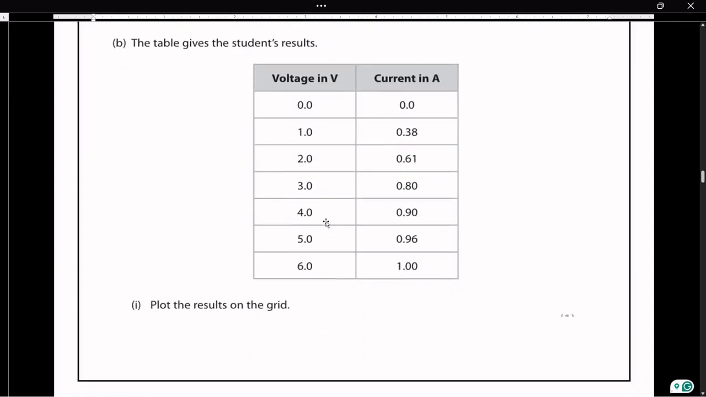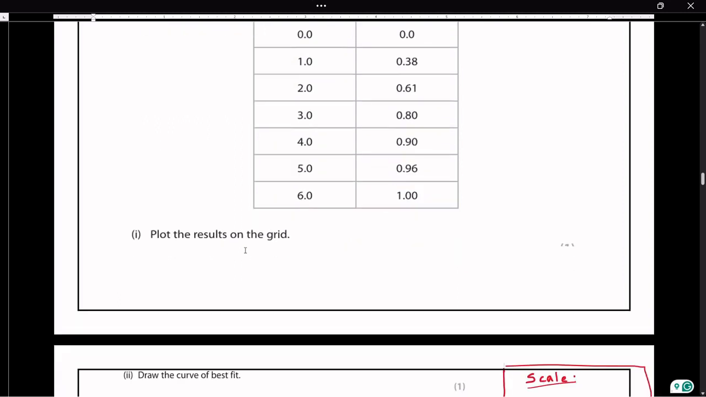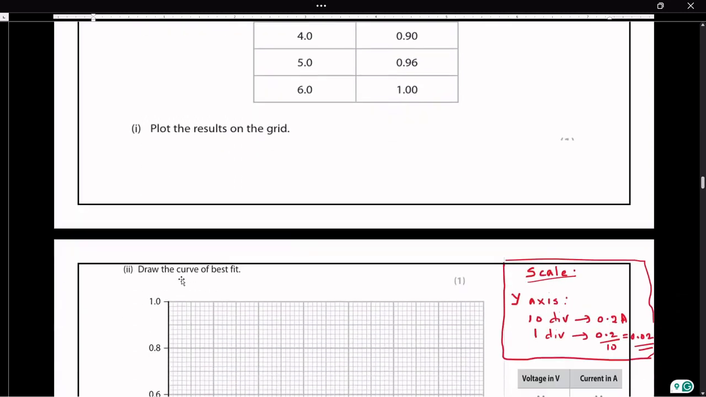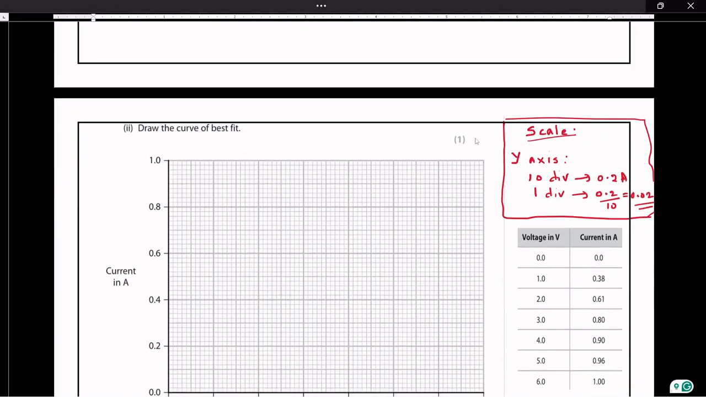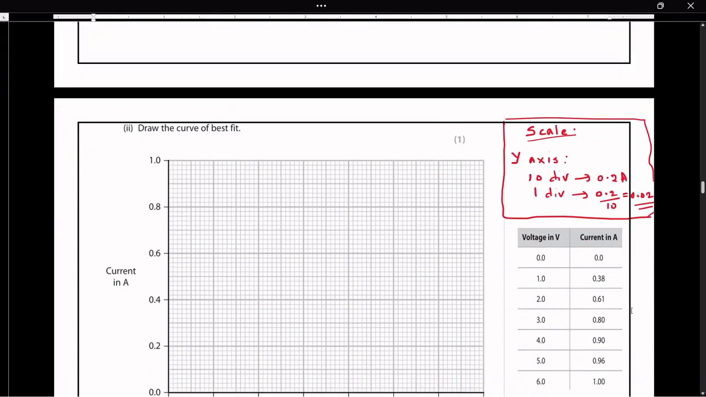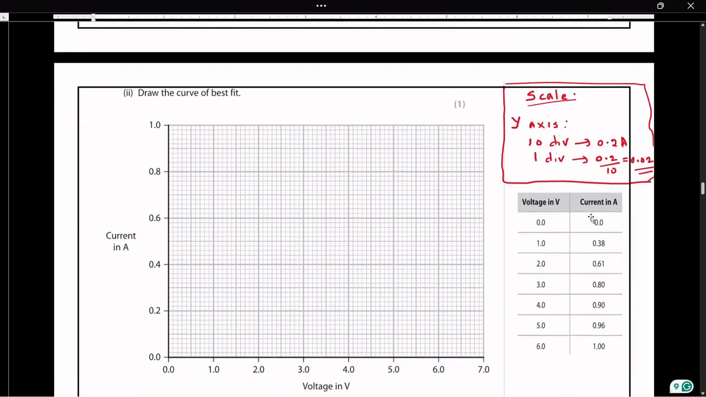Then the next part of the question is, data is provided, plot the results on the grid and draw the curve of best fit. So here I have copied the data again just to save time. The data, voltage and current, is given, and also the current and voltage axes with the scale provided, in steps of 1 on the voltage axis and in steps of 0.2 on the y-axis. So let us start marking the values.